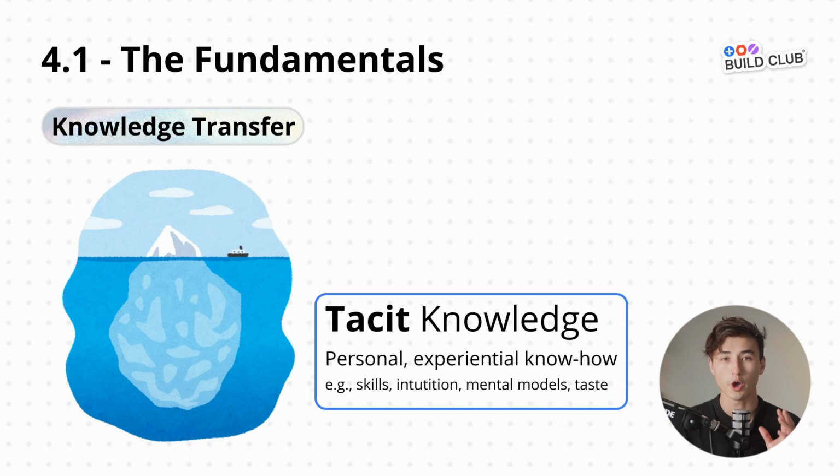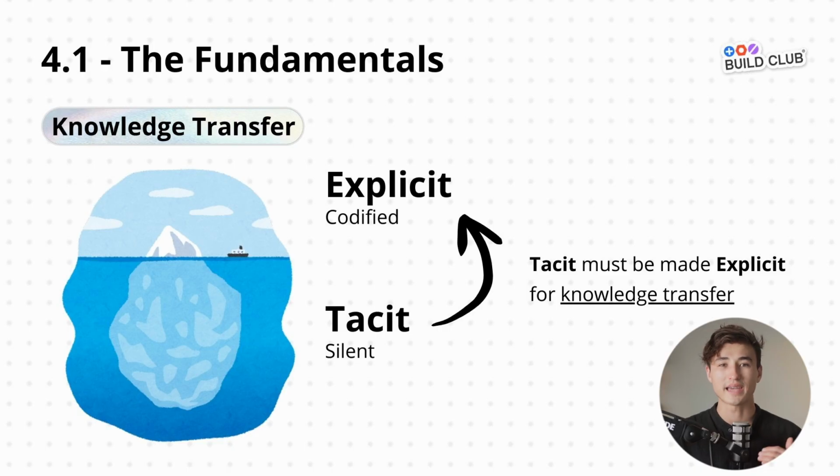Tacit knowledge is personal, experiential know-how. It is knowledge from direct experience that lives in people's brains and is hard to fully articulate because it's context-rich and learned by doing. Think skills, intuition, mental models, and taste. Have you ever wanted to just give someone else your brain? This would be the act of turning tacit knowledge into explicit or codified knowledge. This tacit to explicit journey must be made for knowledge transfer.